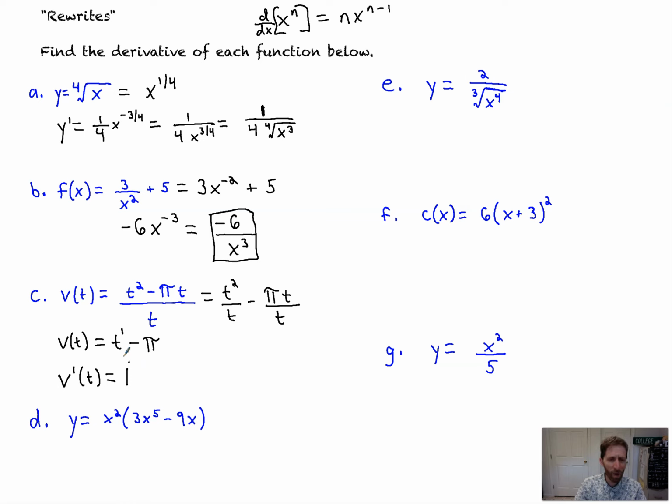And it makes sense that this would be 1, by the way. Look at it this way. The slope of this, well, this t on its own is just a line, right? It'd be like y equals x. And the slope is always 1.